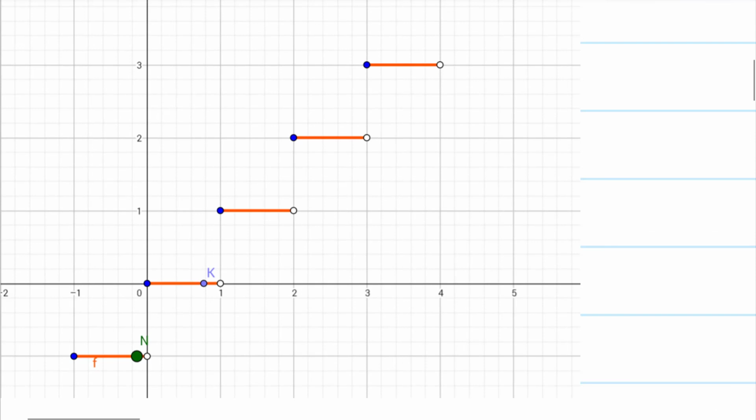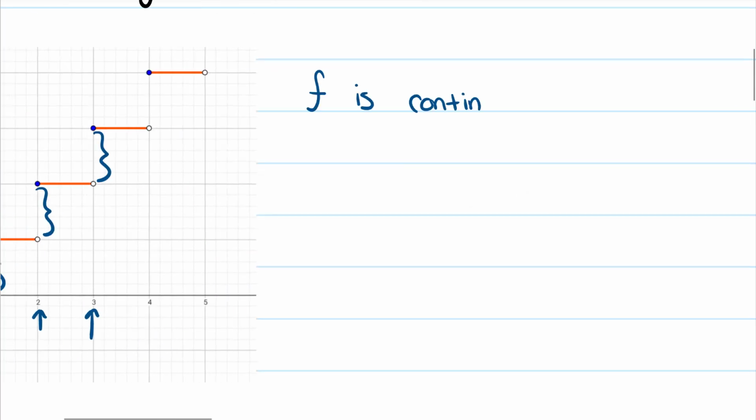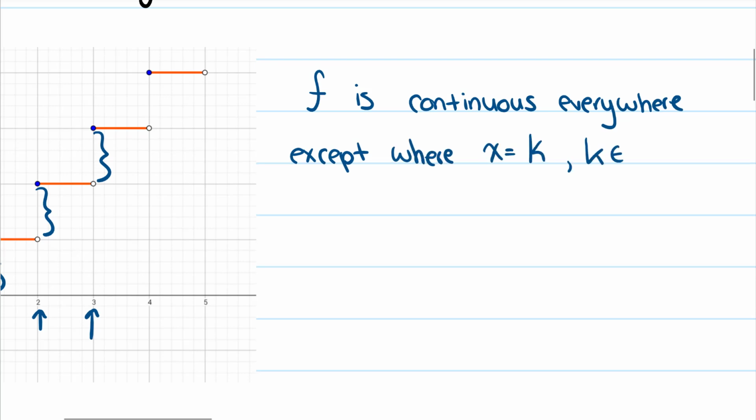As we look at this graph, we notice that it's discontinuous wherever there's a jump. These are the points of discontinuities. And you notice that these discontinuities happen at each integer value. So what we're going to say is that f is continuous everywhere except where x equals k, where k is an integer. And that's how you're going to tell me where the integer function is continuous and discontinuous all at once.